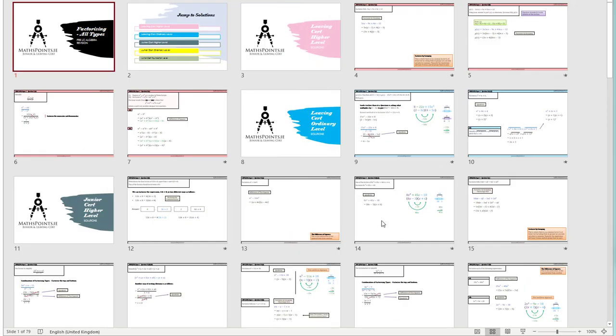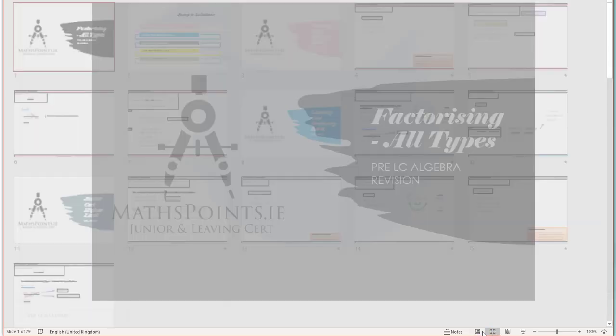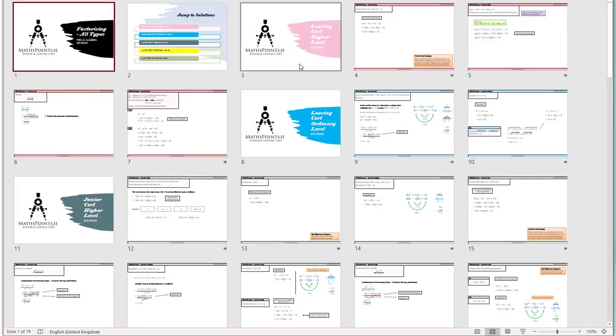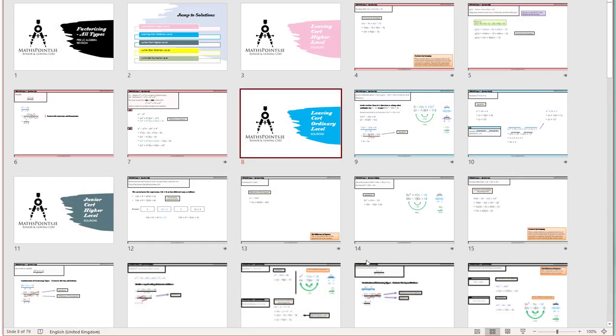So what you can see on screen here is one of the packs, specifically the pack for factorizing all types of algebraic expression. That's the pack we're looking at today. And as you work through the document, you'll see past questions from the Leaving Cert higher level paper, the Leaving Cert ordinary level paper, and so on. So past questions from all of the old papers relevant to this particular topic.